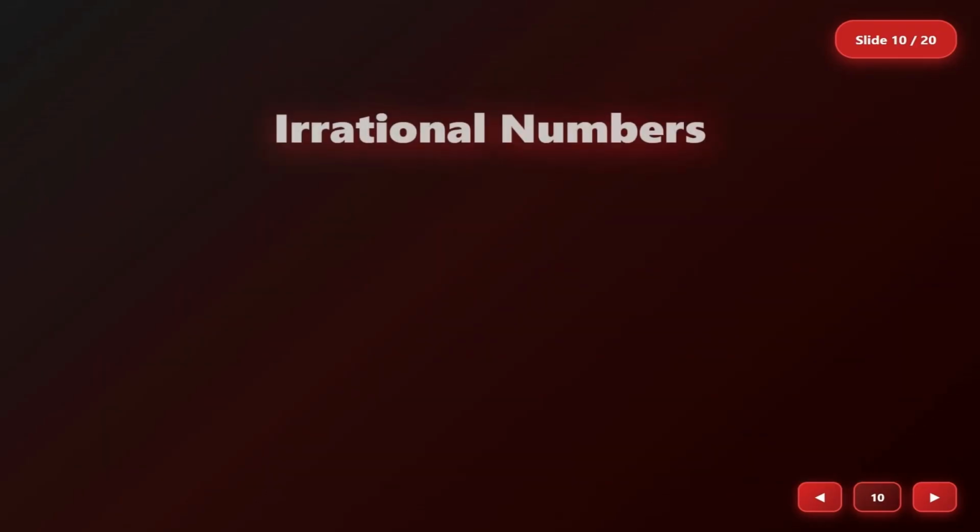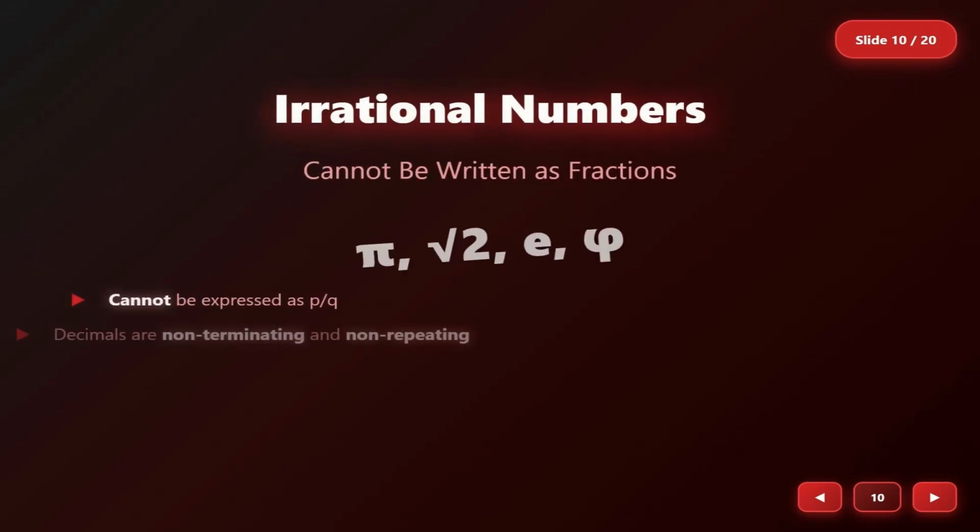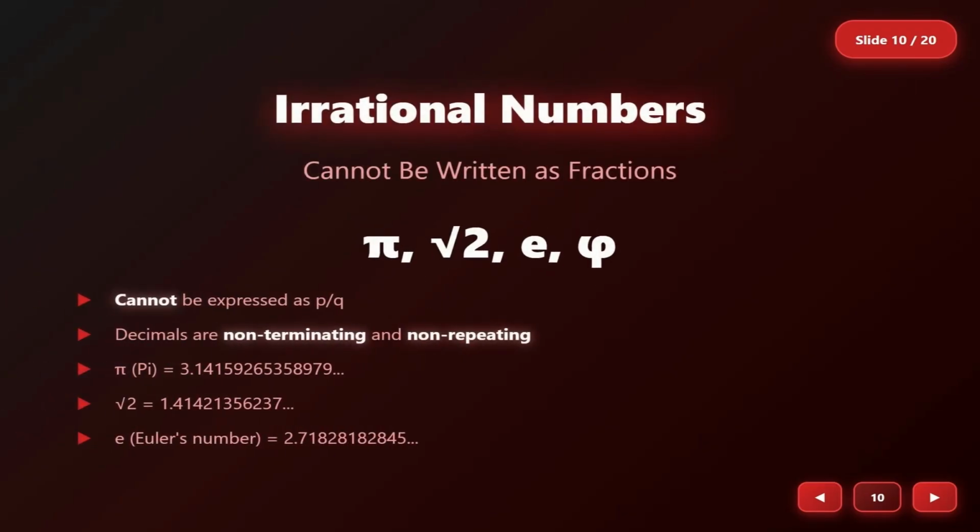Irrational numbers. Hold on to your hats, folks. Now we meet the rebels of the number world. Irrational numbers. These are numbers that cannot be written as fractions, no matter how hard you try. Famous examples: pi, √2, Euler's number, and the golden ratio.